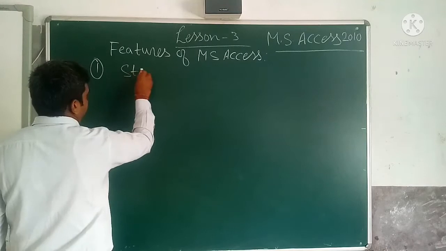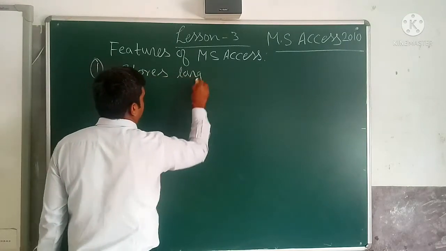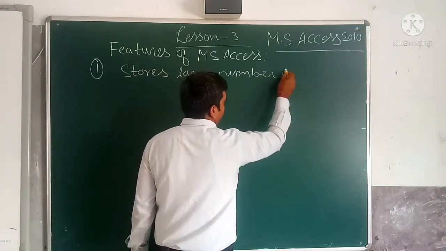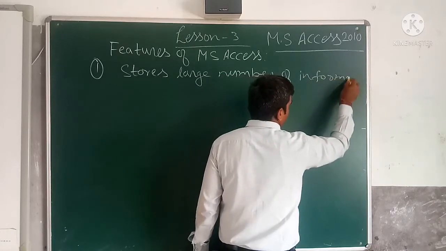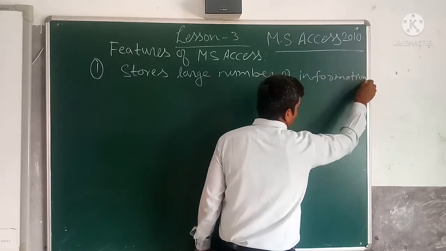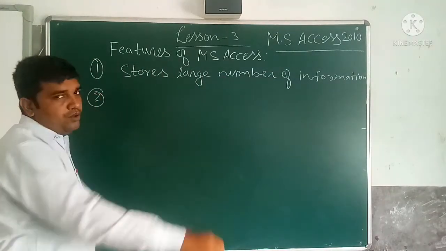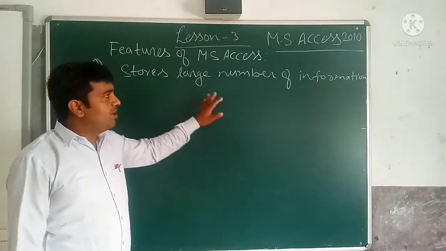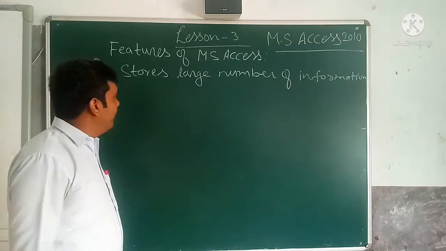So first feature: it stores a large number of information. What is the first feature? This Microsoft Access will store a large number of information. So many records you can store in the database.